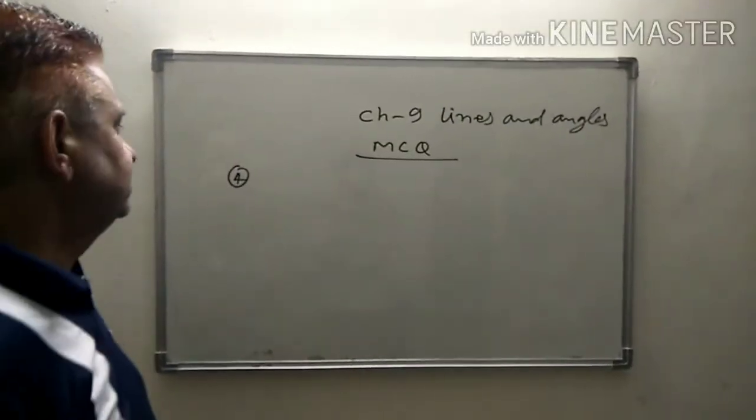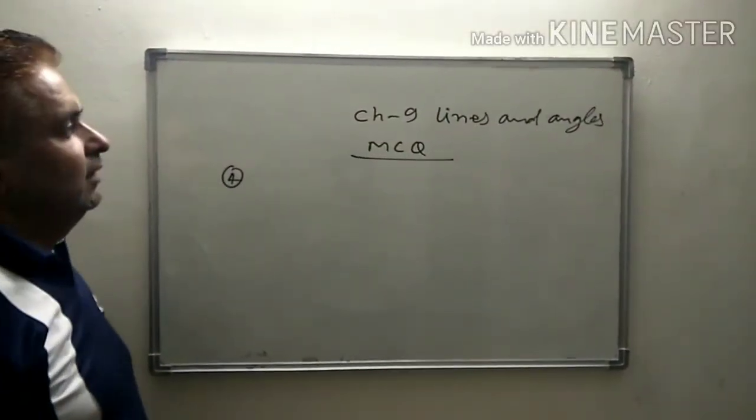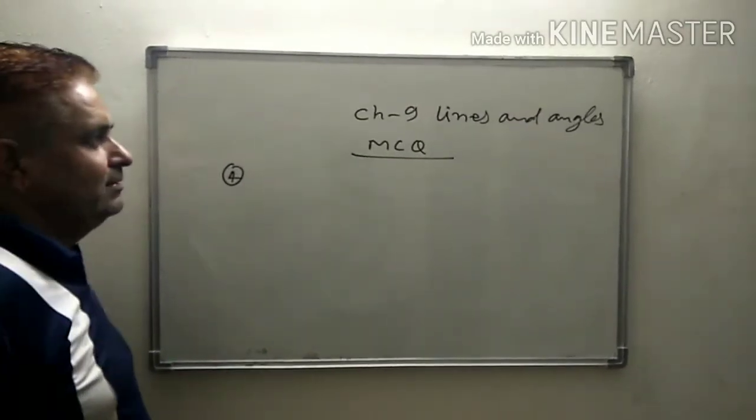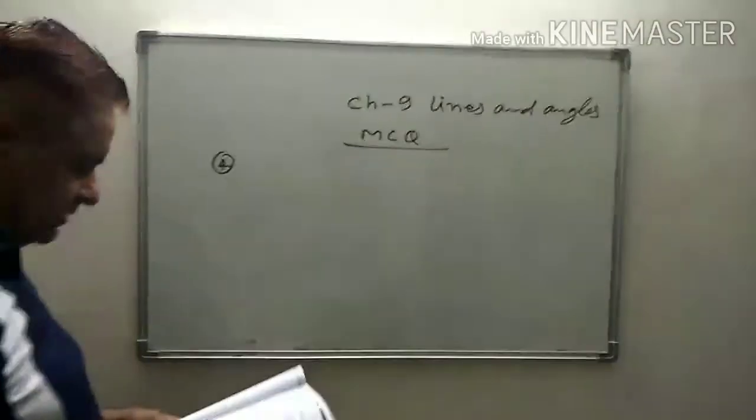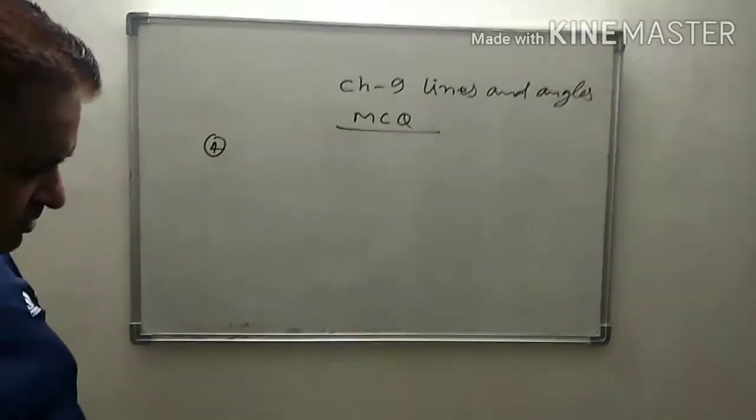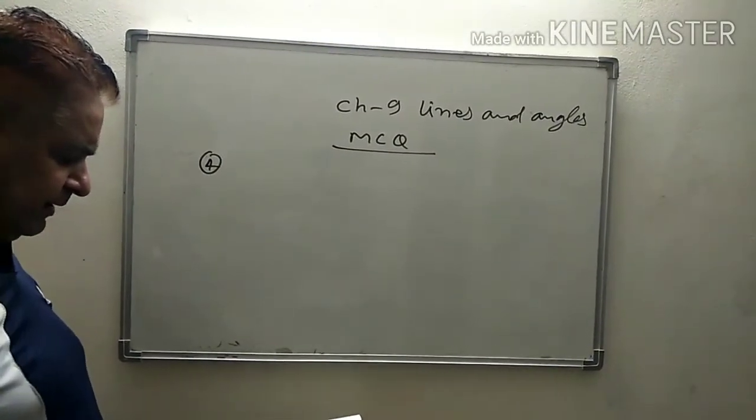Hello students, now I will discuss chapter 9, lines and angles. Multiple choice question, question number 4 is given. I am reading this question: a pair of complementary angles is.